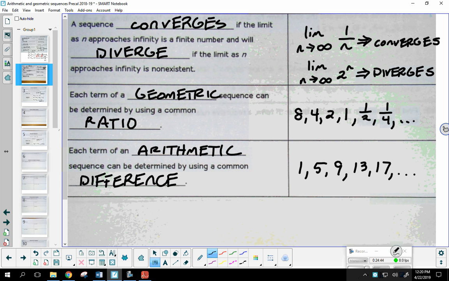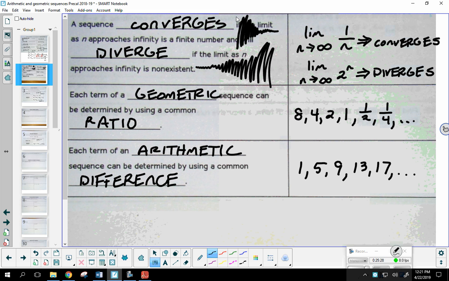Okay. So a sequence converges if the limit as n approaches infinity is a finite number, and will diverge if the limit as n approaches infinity is non-existent. So you remember those graphs that I showed just a second ago, where I referred to them as a telescoping graph? If you start out with something large and it starts to get really small, meaning it approaches a specific number, that's what we mean when we say it converges. But diverges means you're going to start out small, and then your values are just going to get larger and larger. Okay, so let me go ahead and introduce these last two ideas, and then we'll come back and revisit what it means to converge and diverge.